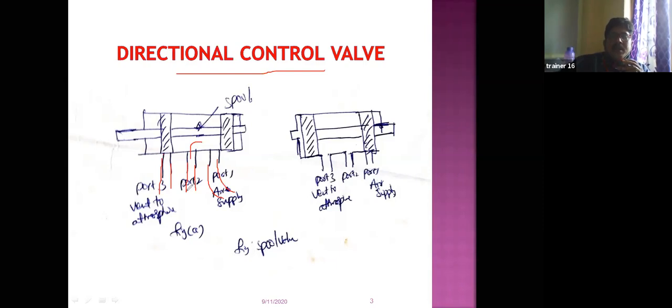That means it will push a product some distance. Then if there is excess air, automatically what happens? The air goes, and this will move in this direction, and thereby port 3 opens. Once port 3 opens, the excess air goes out through this vent to atmosphere, and port 1 is closed.